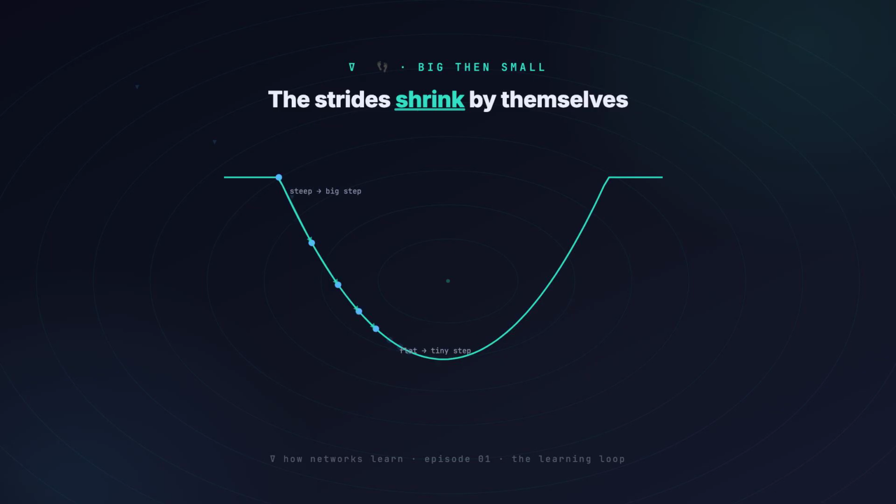Nobody schedules that, it falls out of the math. Big steps when you're lost, tiny steps when you're nearly home. By step 50, our W is 2.99, a hair from the true 3, and the loss has collapsed to 1/10,000th.